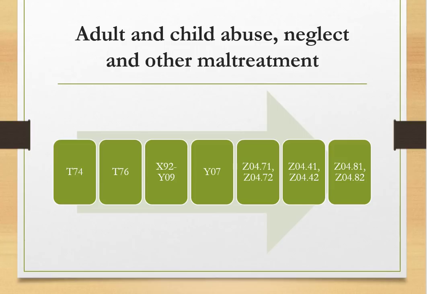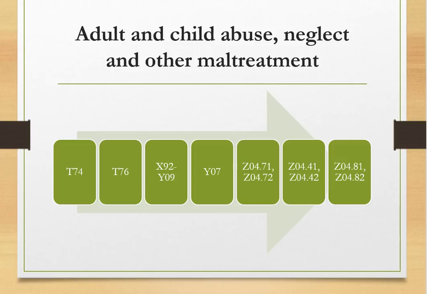For cases of confirmed abuse or neglect, an external cause code from the assault section, which falls under X92 to Y09, should be added to identify the cause of any physical injuries. Also, a perpetrator code, Y07, should be added when the perpetrator of the abuse is known. For suspected cases, notice this, suspected cases, you do not report an external cause or perpetrator code.